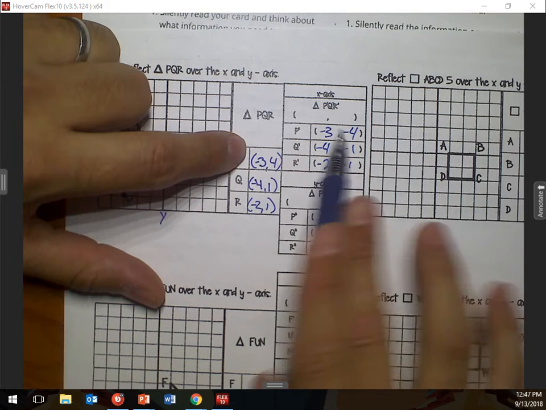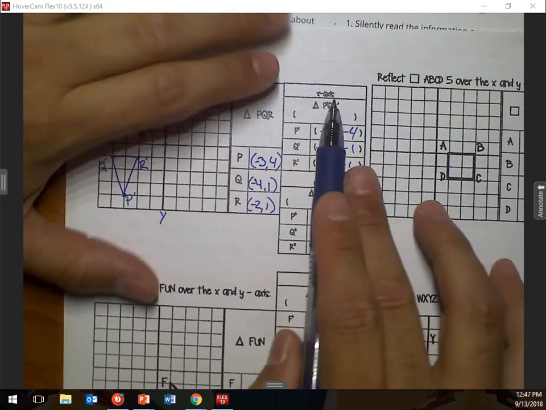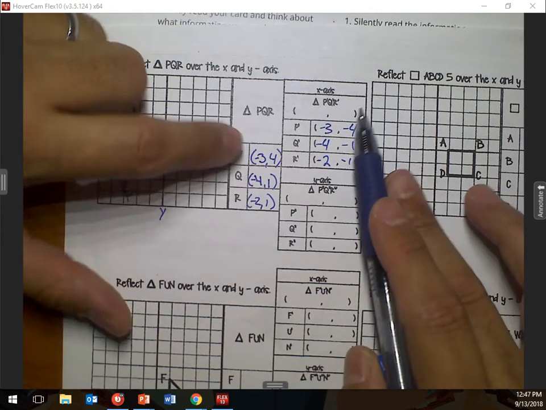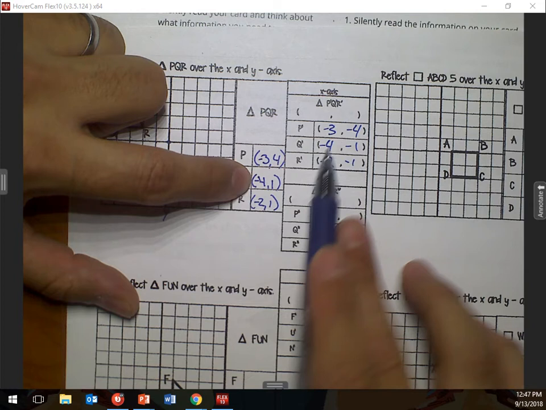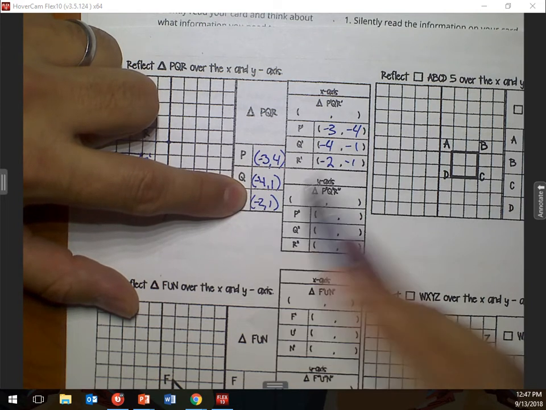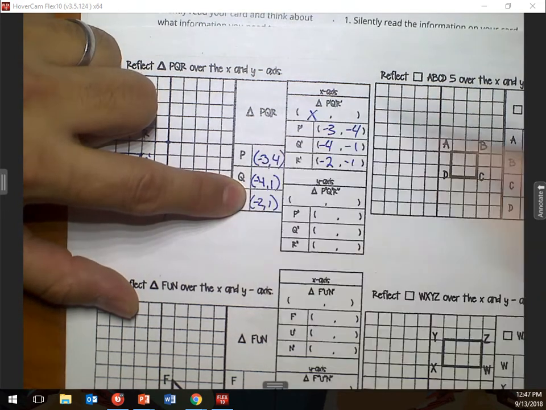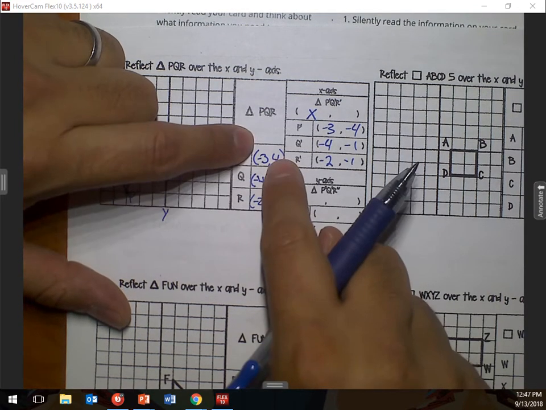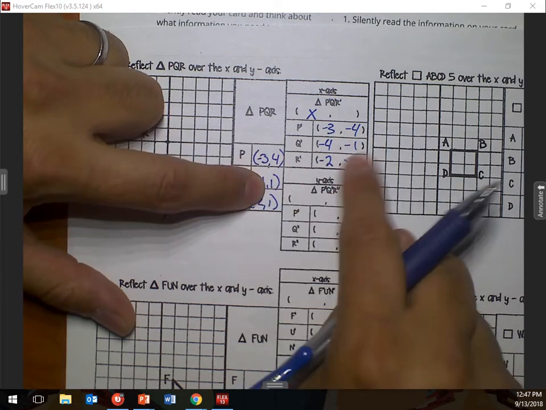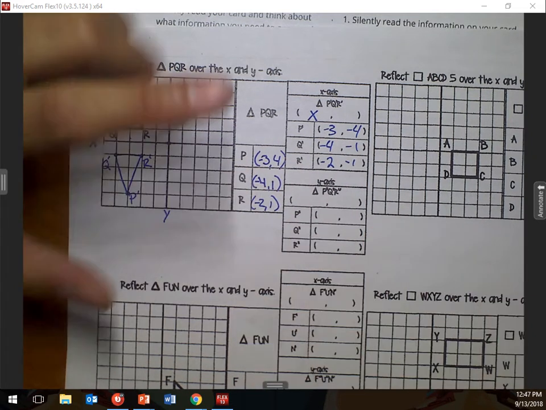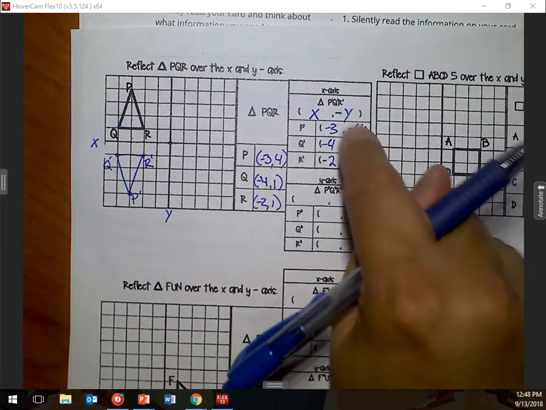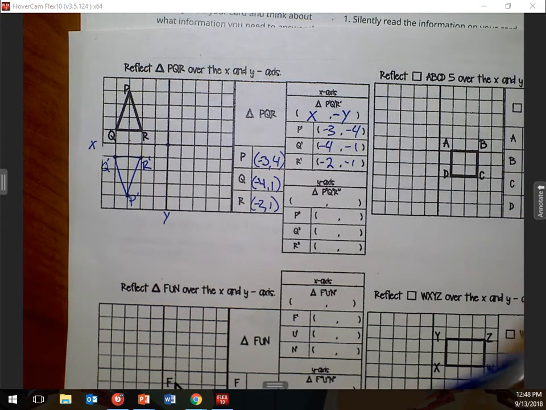Now, let's take a look at this right here. If I flip it over the x-axis, what happened to my x-values? They stay the same. So I'm going to make a rule. I'm going to call this just X. So that stays X. Now for this next one, look at the Y values. They go negative. So it would be the opposite. Very good. That's what I was looking for. So negative Y. It's the opposite of my Y value if I flip it across the X axis. And the patty paper proves it, didn't it?